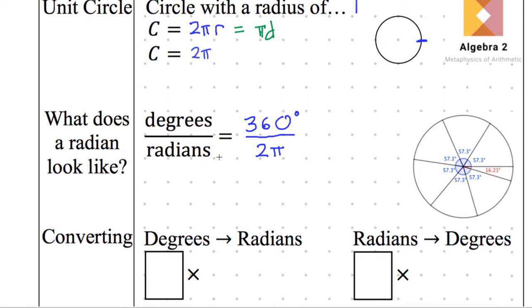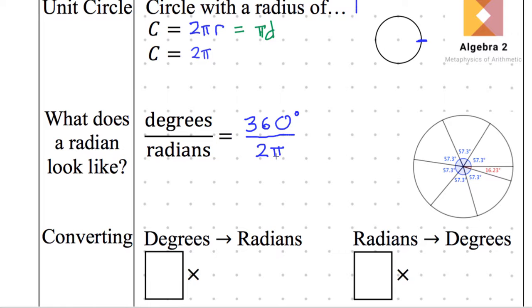So there is my ratio. Degrees over radians, the same thing as 360 degrees over 2 pi. You now have a formula to convert between radians and degrees. If I've gone 360 degrees, I've gone 2 pi radians. If I've gone half of that, 180 degrees, how many radians have I gone? If I went 180 degrees, how many radians would I have gone? Pi. Does that make sense, Daisy?